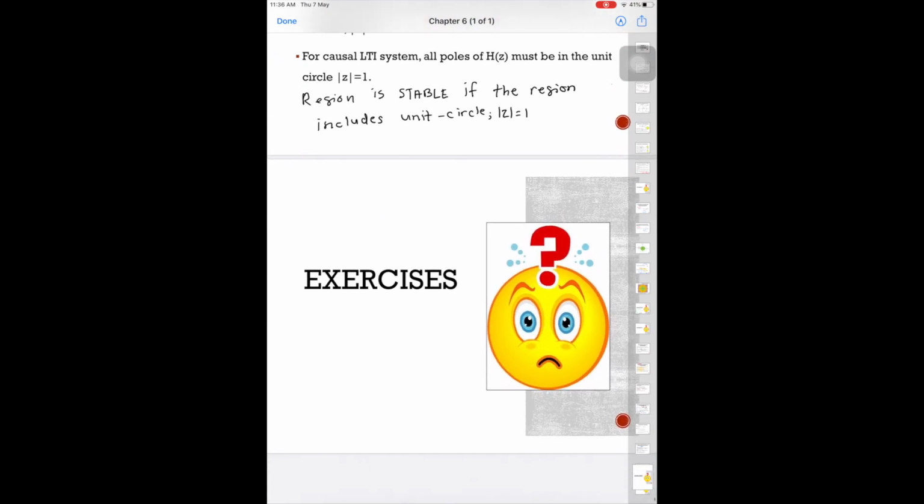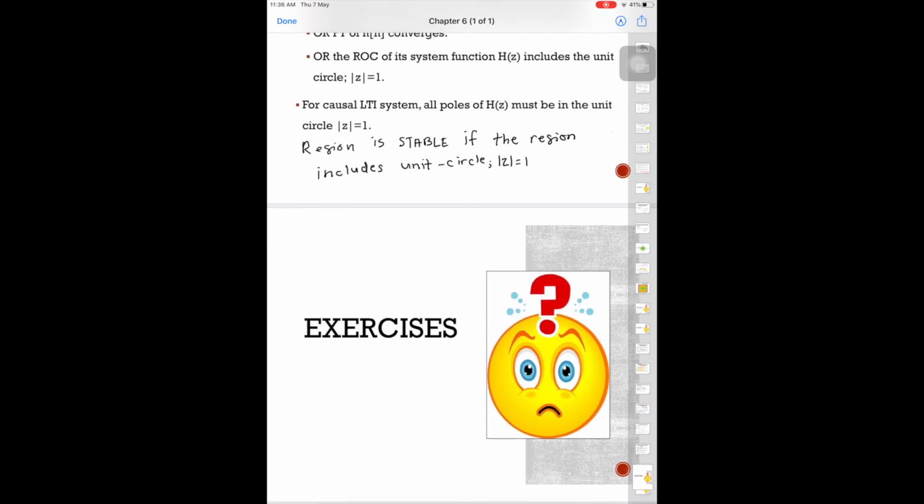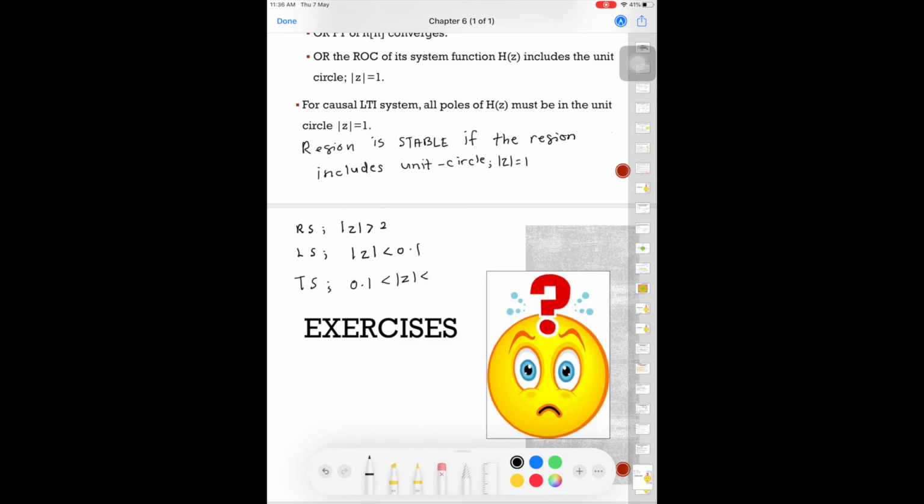Okay, meaning that, for example, let's say you have ROC for right-sided Z greater than 2, and then you have left-sided Z less than 0.1, and then you have two-sided, your modulus Z is in between 0.1 and 2. So you need to determine causality and stability for each region.